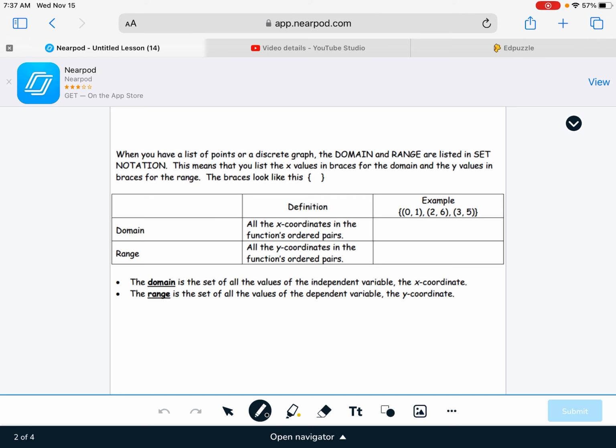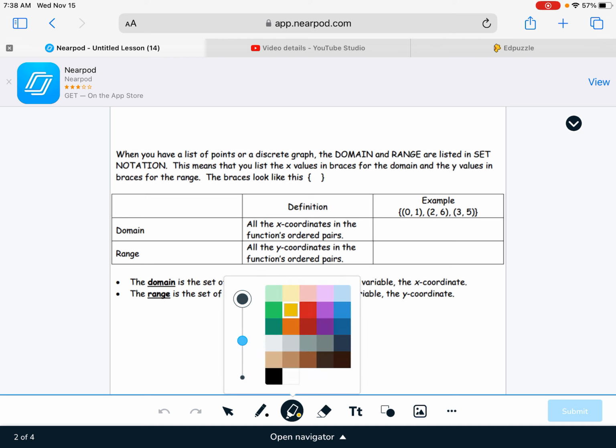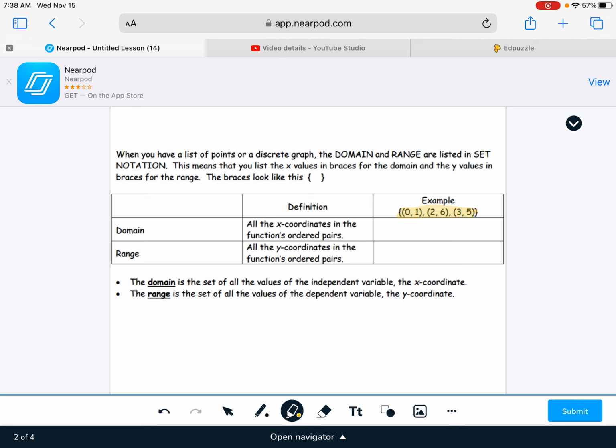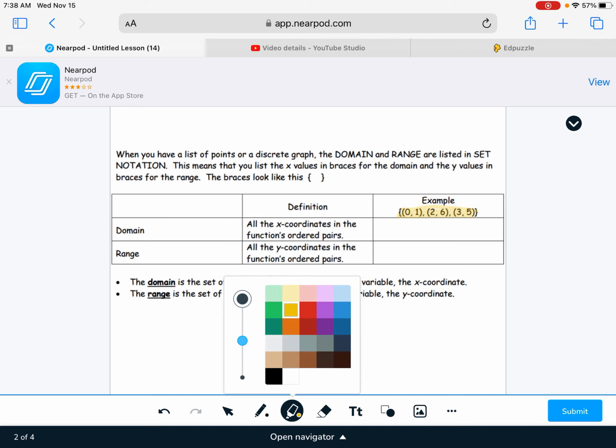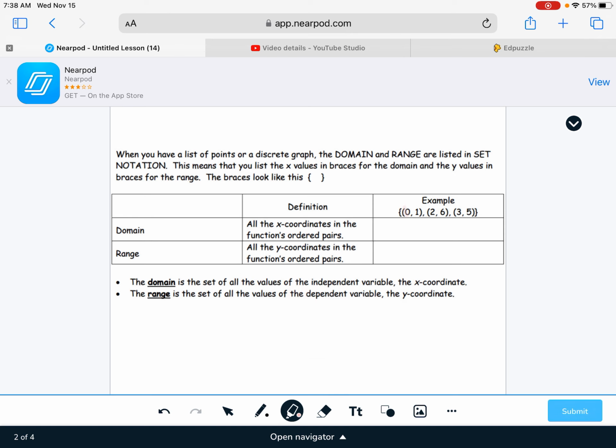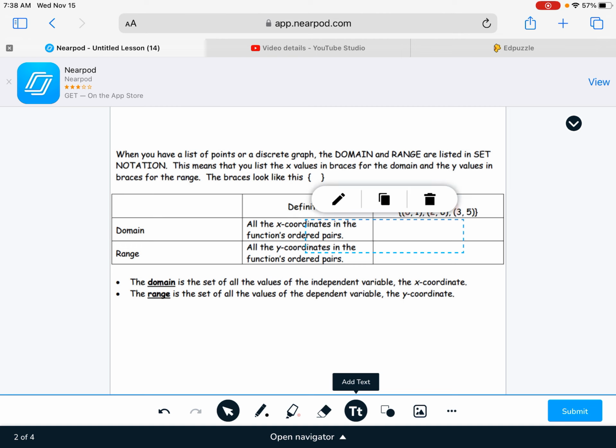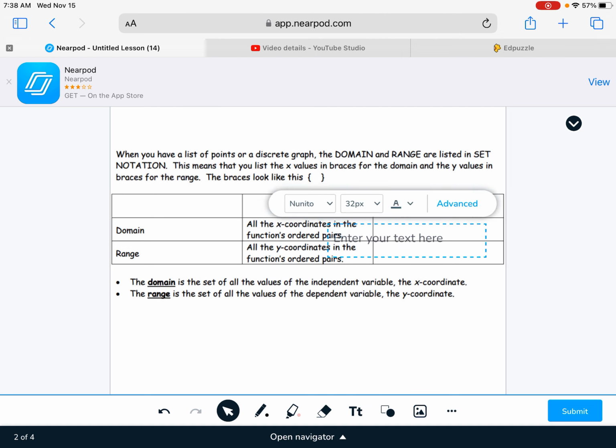So let's go ahead and look at this first example, okay? For this example, it gave me a list of points, which I just highlighted in yellow. In that case, we want to take a look at our x parts for the domain. X always comes first in these coordinates, and so when I look at my x's, I've got a list of 0, 2, and 3.